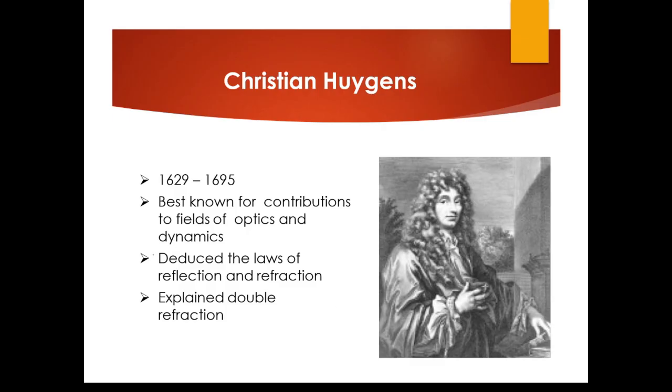So Christian Huygens was alive 1629 to 1695. He's best known for his contributions to the fields of optics and dynamics. And he's the one who deduced the laws of reflection and refraction. And we saw how important those were, with many examples from mediums and how important it was to observe. And he also explained double refraction, which we saw a few lessons ago.